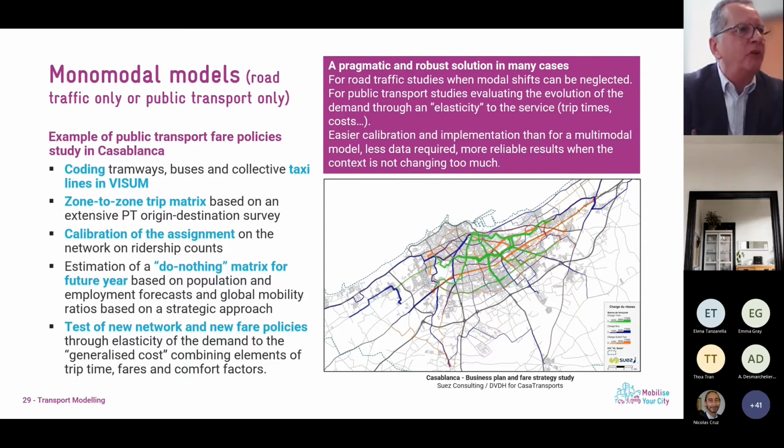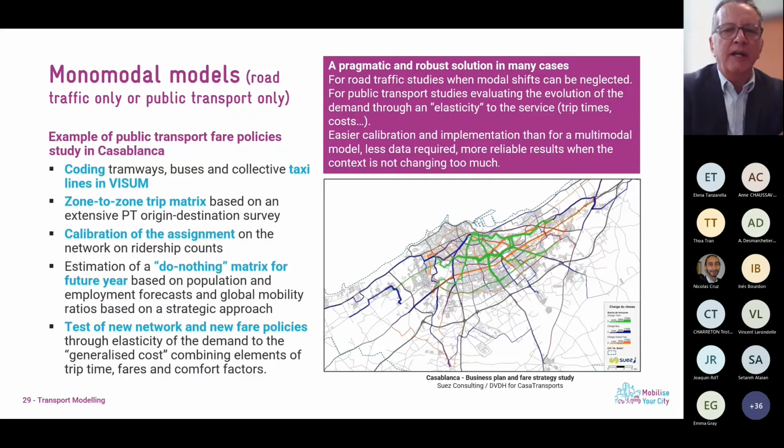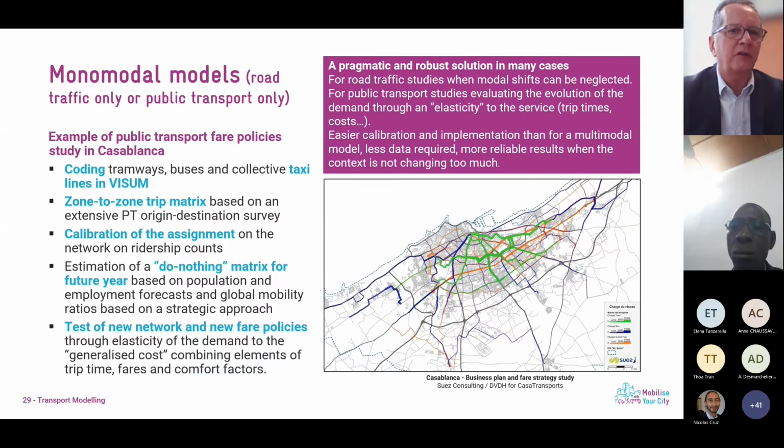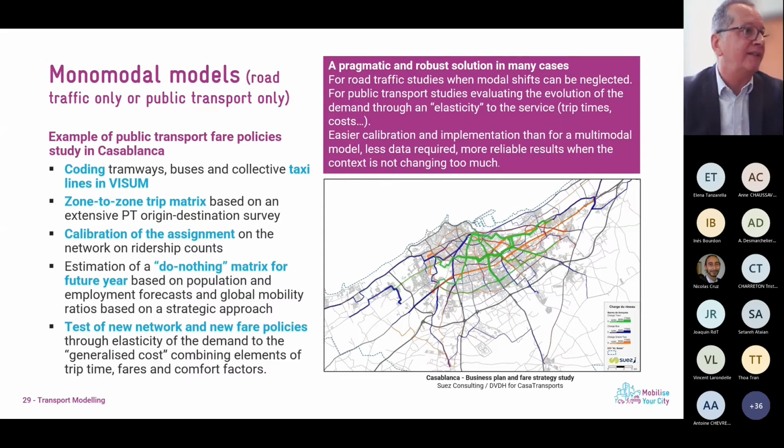So compared to multimodal models that we will discuss afterwards, you have a much easier calibration and implementation, less data required, and more stable and reliable results when the context is not changing too much. And often, for example, when you create a mass transit line, most of the future ridership of this mass transit line is made of people that are already in public transport, in buses or paratransit and so on. So basing your model on the knowledge of these trips only is enough.